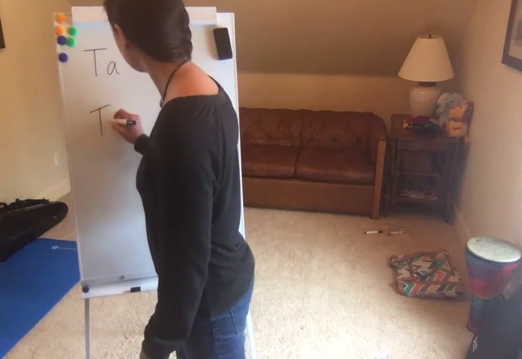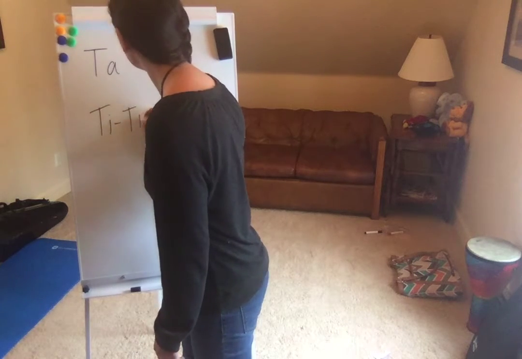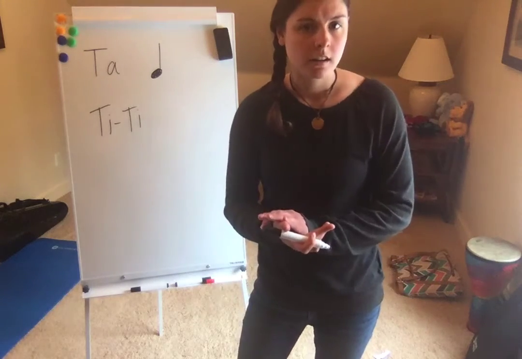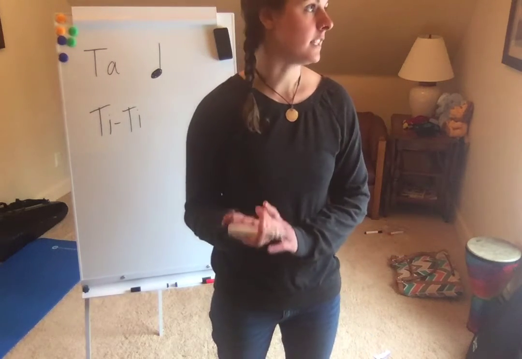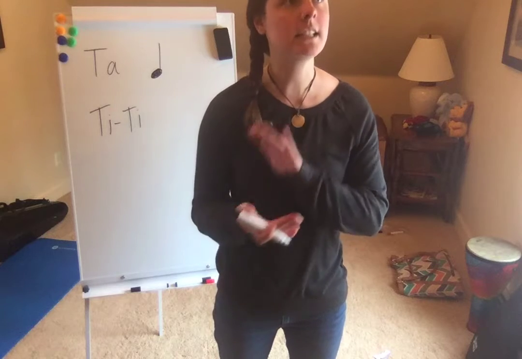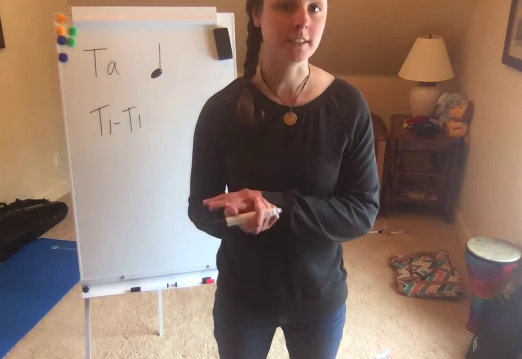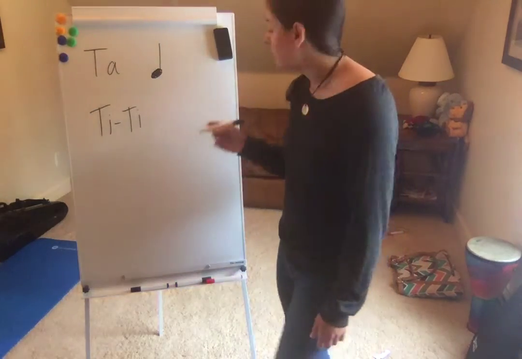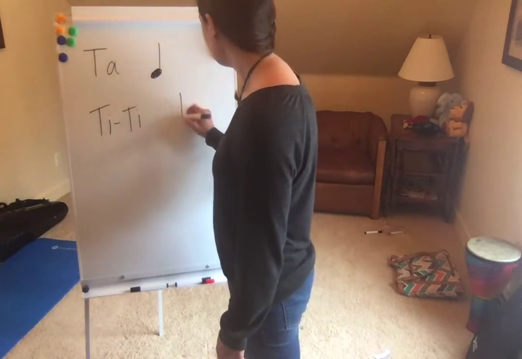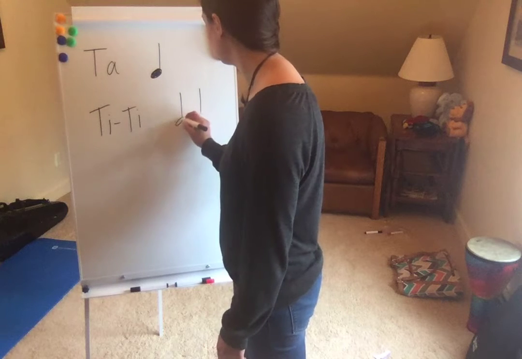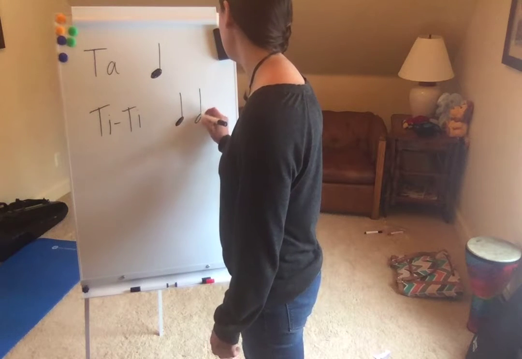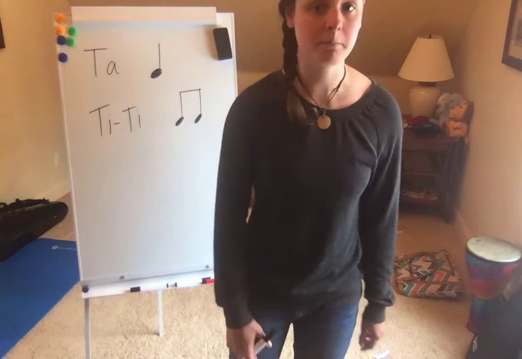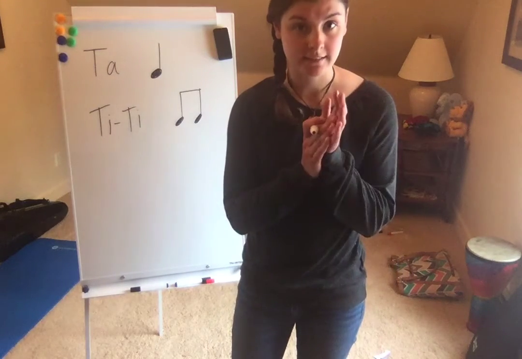Ti-ti. Let's see, if ta is one sound, ta, how many sounds do we think ti-ti will be? Let's see. Ti-ti. Is it two? If you said two, you're correct. In music, ti-ti is written down like this. It looks like two tas right next to each other because it's two sounds, but they're actually connected because they're in the same beat. Ti-ti.